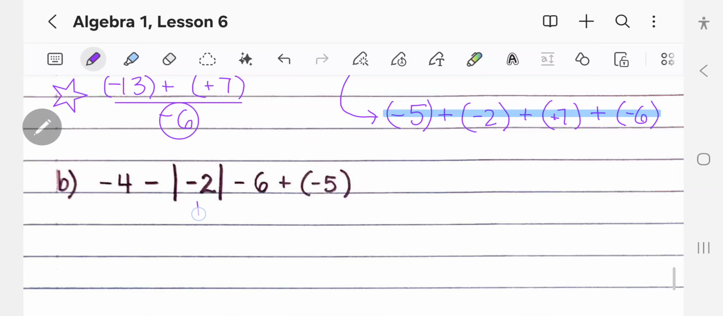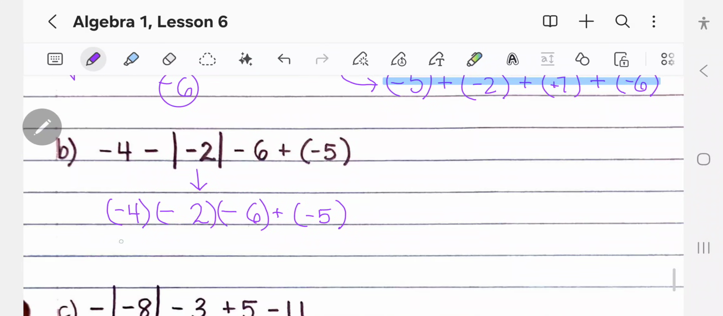The first thing I'm going to do is deal with this absolute value, because I think they may be trying to trick you a little bit here and to get it confused with your parentheses. This says, how far is -2 from 0? Well, it's 2. So I can make that a whole lot easier just by taking care of that. Now I can insert parentheses and put plus signs between them.